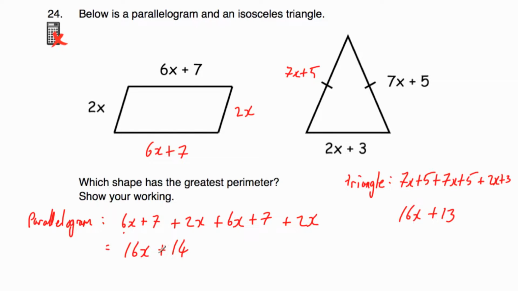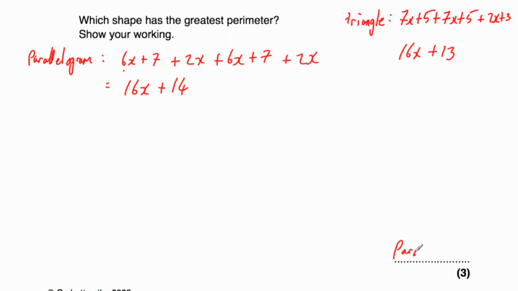Now the 16x bit's the same, so it's just the numbers that are different, and one's got plus 14 and one's got plus 13. So the one with the plus 14 must be bigger, one bigger, than the one with plus 13. So that means the parallelogram has got the greatest perimeter. So we just write that down, the parallelogram. And I'm actually just going to say that 16x plus 14 is going to be bigger than 16x plus 13. And that's it. Okay, let's have a look at our next question.